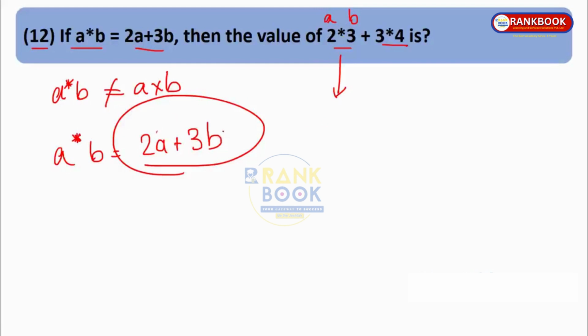2a plus 3b, correct? So 2 star 3 will be, a is what over here? 2. B is what over here? 3. 2 2s are 4 plus 3 3s are 9. What is the answer? 9 plus 4 is 13.